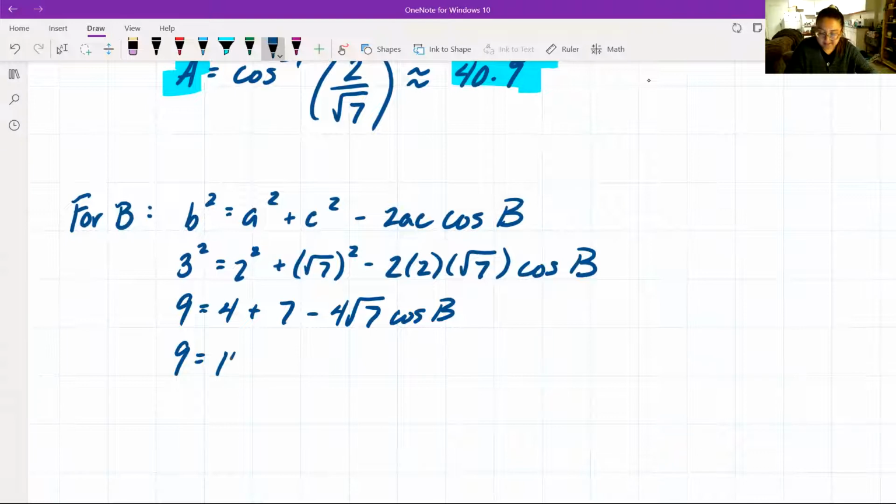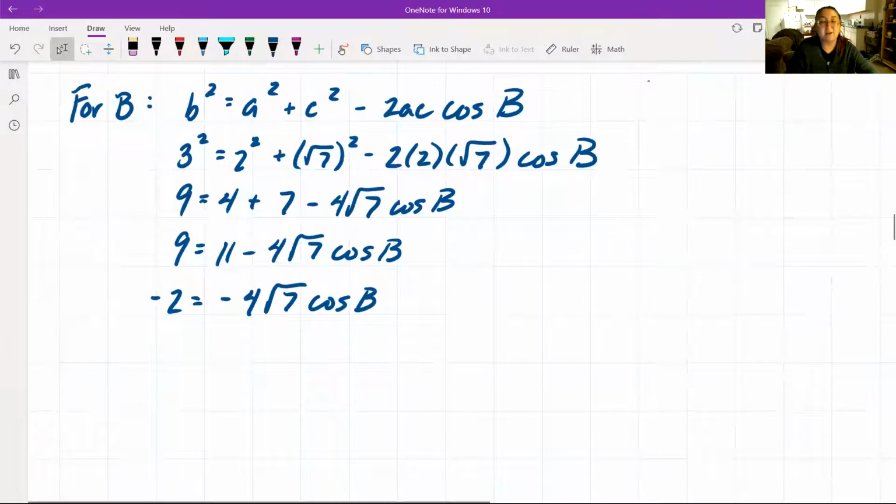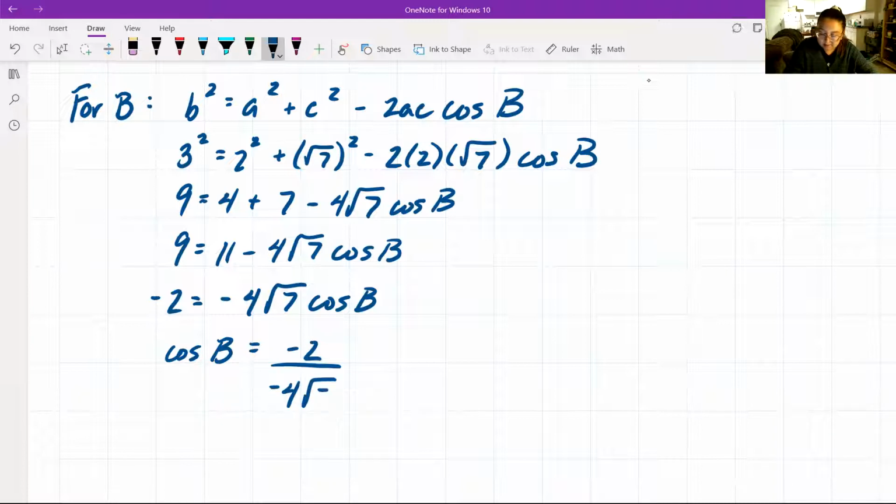4 plus 7 is going to give us 11. And then we can go ahead and subtract 11 from both sides to get negative 2 is equal to negative 4 times the square root of 7 times cosine of B. Now, if we solve for cosine of B, we'll end up getting negative 2 divided by negative 4 times the square root of 7, where negative 2 and negative 4 both have common factors of negative 2. So this just becomes 1, and this then would become 2. So simplifying this, we end up getting 1 over 2 times the square root of 7.